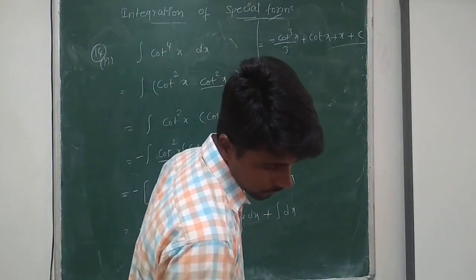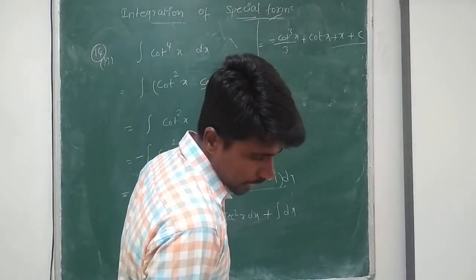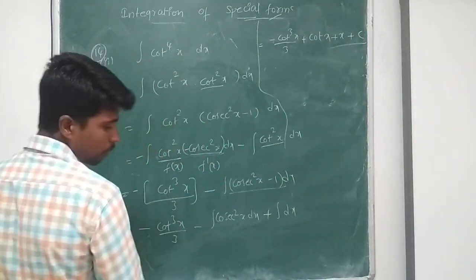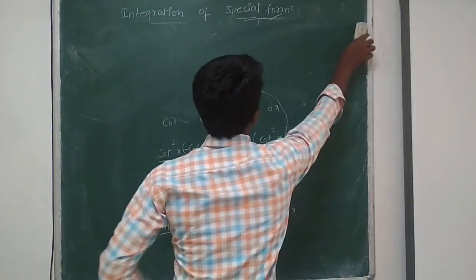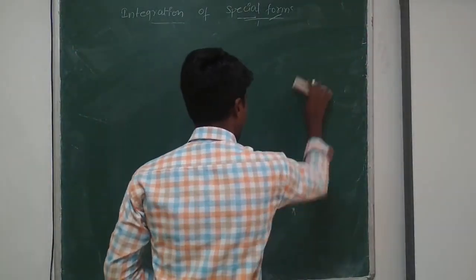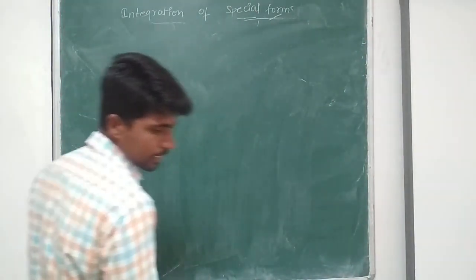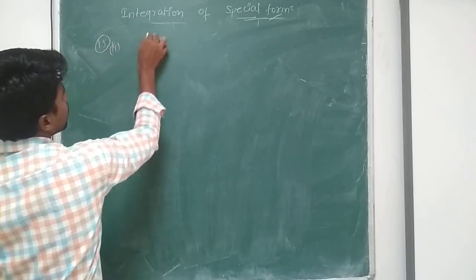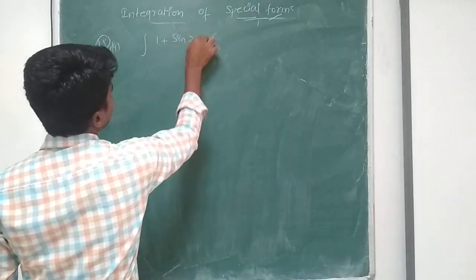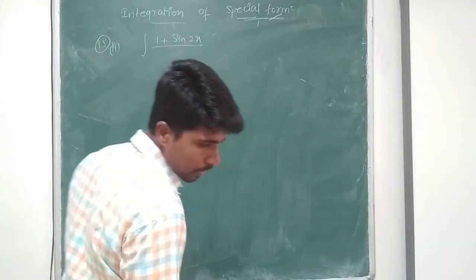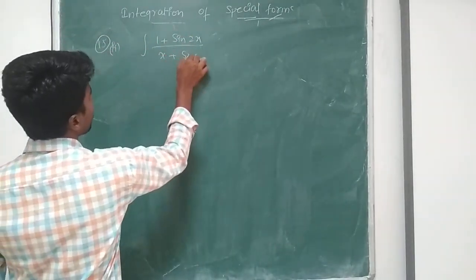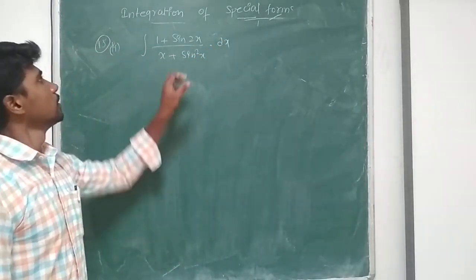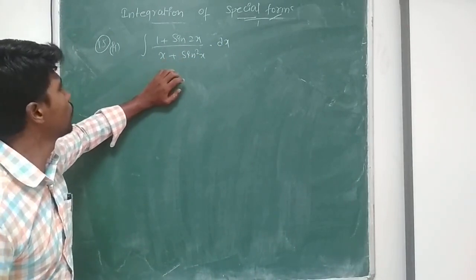Next question. Integral of (1 plus sine 2x) by (x plus sine square x) dx. Okay, this is a particular form that they have given to us.